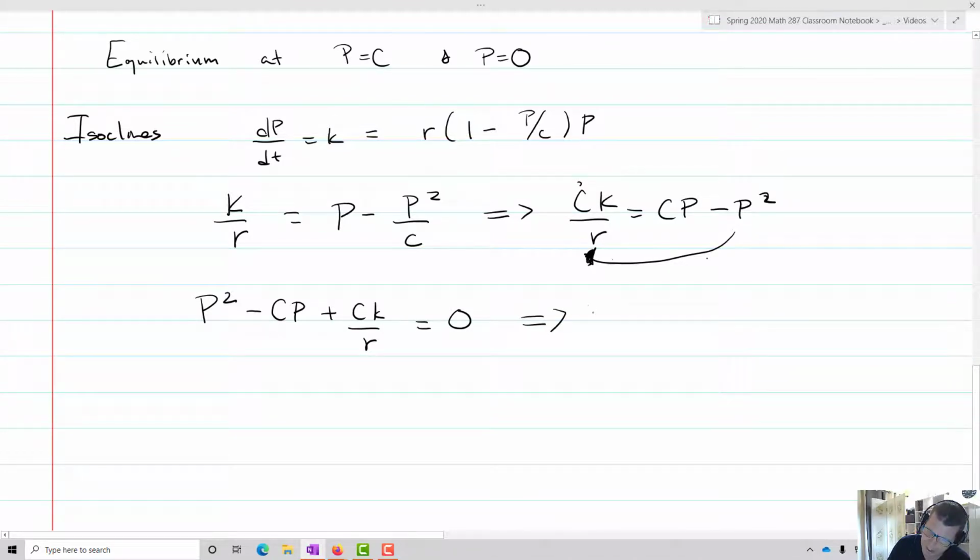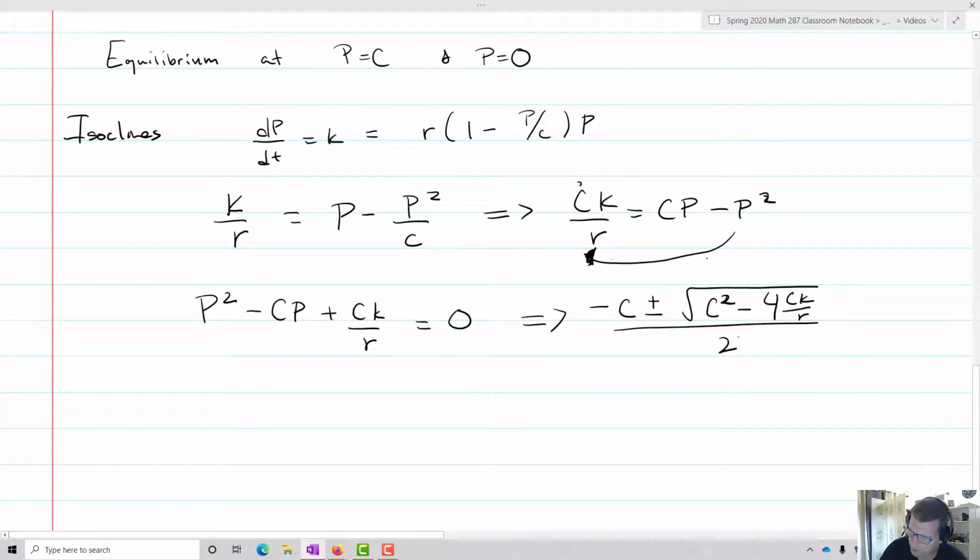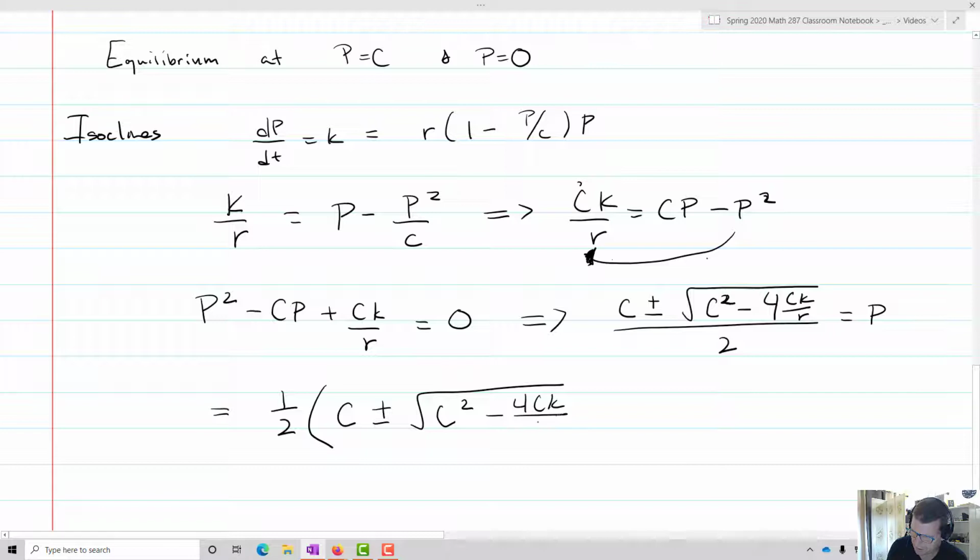And so now we'll use our quadratic equation. So give me negative of negative C, plus or minus the square root of, in this case, C squared minus 4 times Ck over r, all divided by 2, and that'll equal P. Excuse me, this should be a positive C. So that gives me 1/2 times C plus or minus the square root of C squared minus 4Ck over r. And those are the values of all of our isoclines.